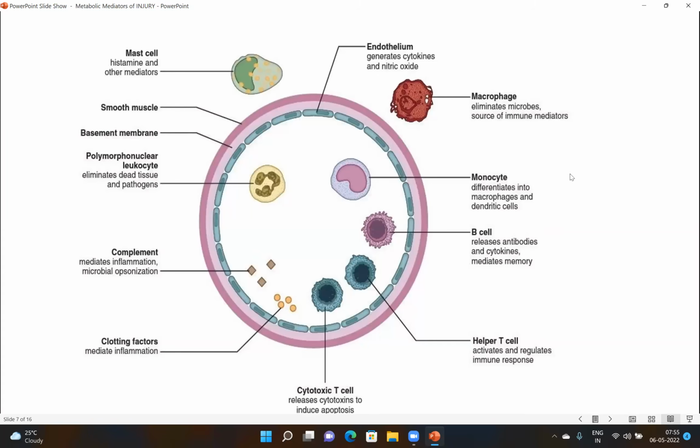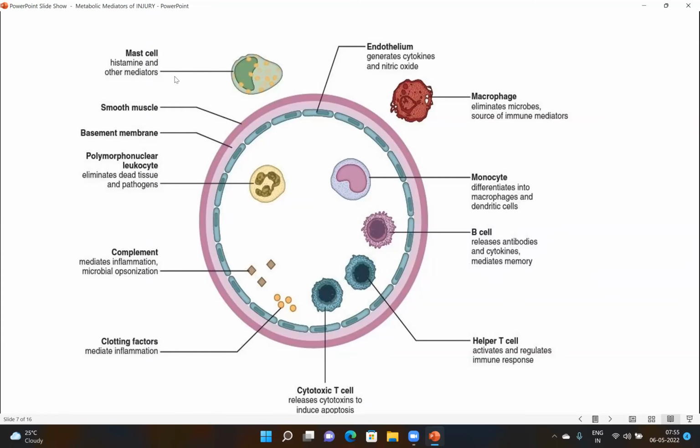Here we can see the different cells involved in the innate immune system: the endothelium layer and the basement membrane, which create the physical barrier; macrophages, which eliminate microbes and are the sources of immune mediators; polymorphonuclear leukocytes, that is neutrophils, which eliminate the dead tissues and pathogens; B cells release antibodies and cytokines, and B cells also become memory B cells; and helper T cells activate and regulate the immune response.